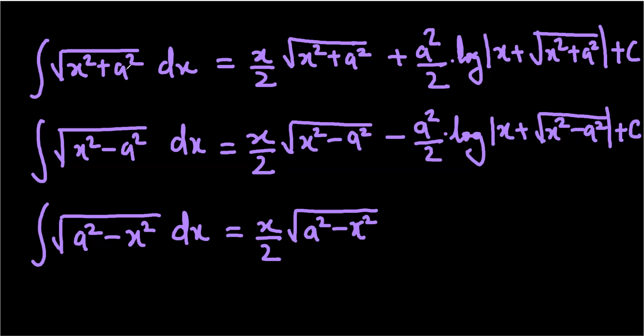Yes, when a square was positive, you wrote plus a square by 2. When a square was negative, you wrote minus a square by 2. Here again, a square is positive, so you will write plus a square by 2. And what is the integration of 1 upon square root of a square minus x square? It is sine inverse of x upon a plus c.